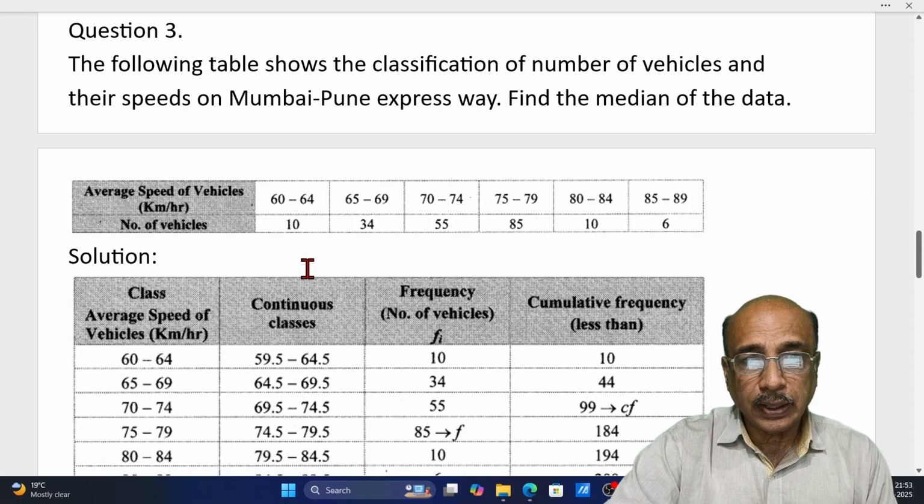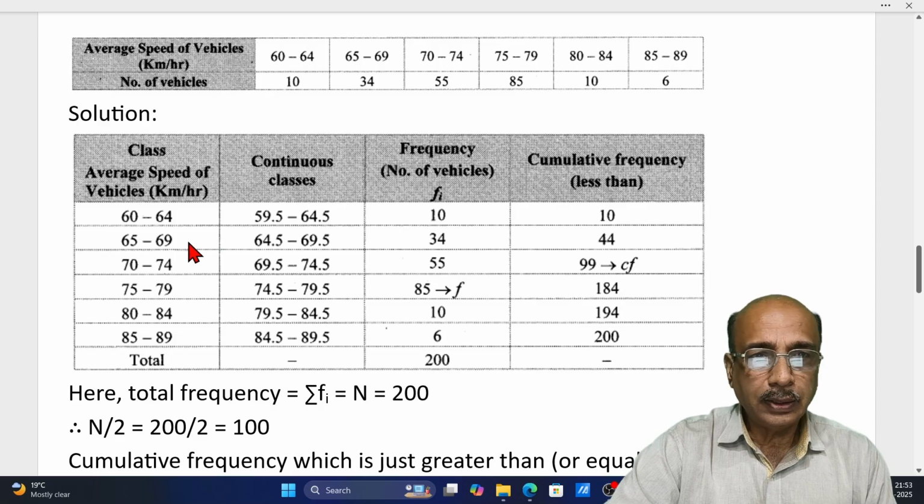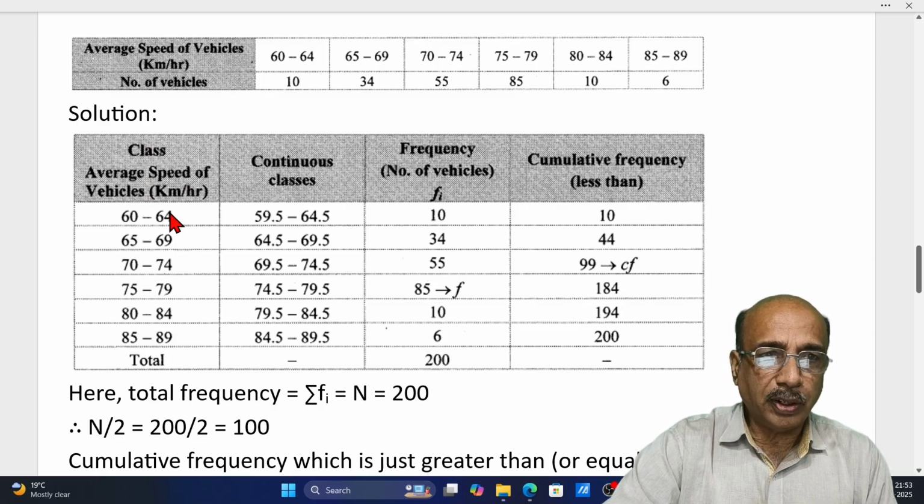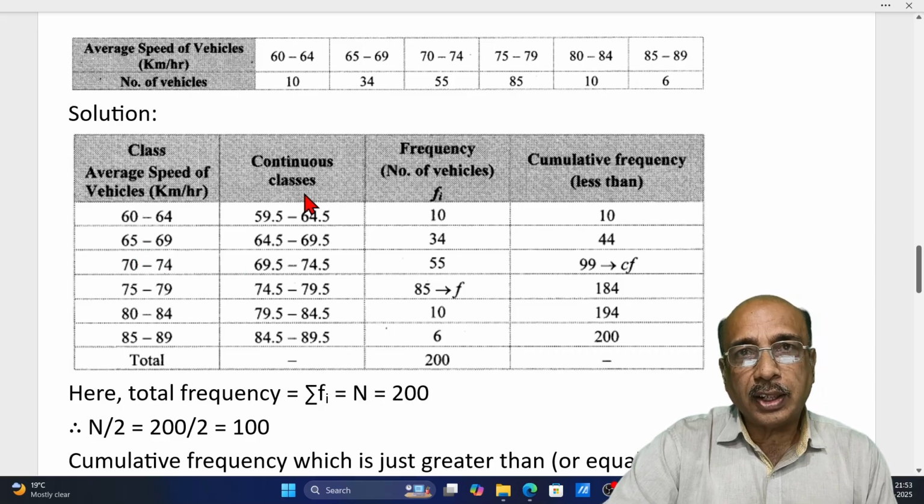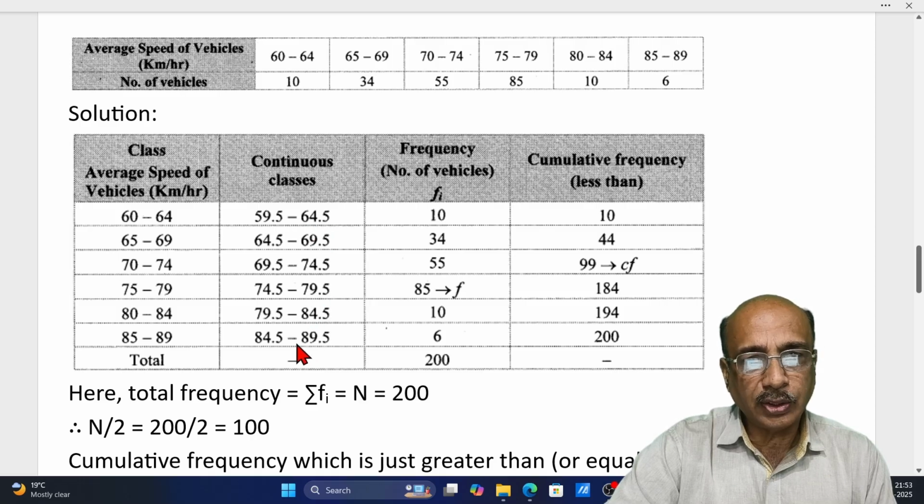Again, you see this table is not a continuous class, so we will have to make the continuous class. Here the class average speed of the vehicles is 60 to 64, 65 to 69 and so on. To make it continuous, add 0.5 to the upper limit and subtract 0.5 from the lower limit. So 60 minus 0.5 equals 59.5, 64 plus 0.5 gives 64.5, and so on.